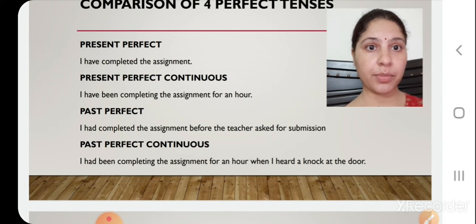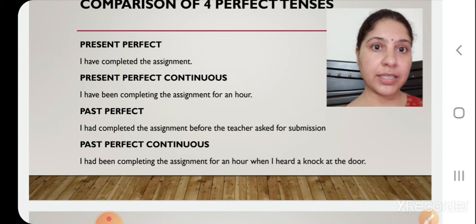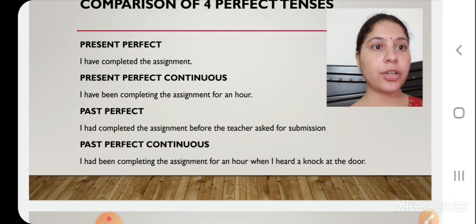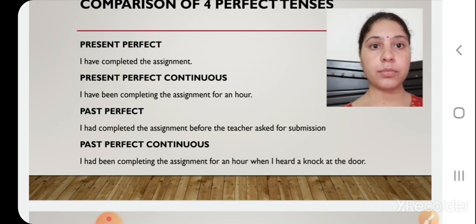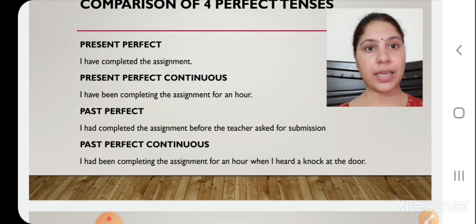Past perfect means this completion of the assignment was over before the teacher asked for its submission. So in the past, two actions took place. The first one is completing of the assignment. The second one is teacher asking for its submission. So the first complete action will take up past perfect tense.